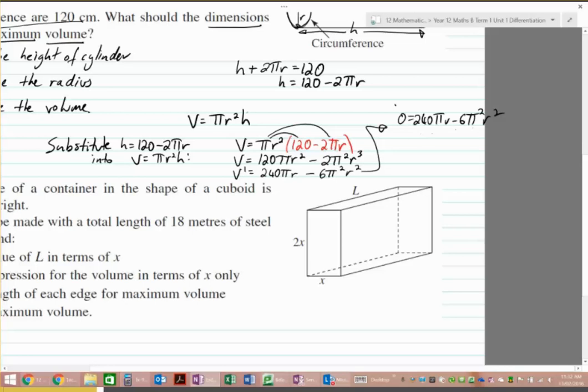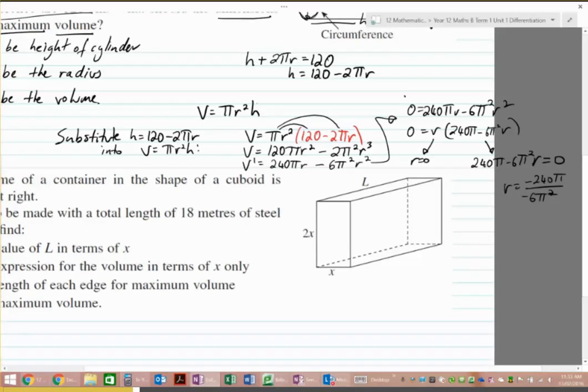You should be able to do the factorization yourself. You're saying, okay, there's a common factor of r, and then left over is 240 pi minus 6 pi squared r. So either r equals 0 or 240 pi minus 6 pi r squared, so 6 pi squared r equals 0. And you should be able to solve this in a reasonably straightforward fashion. Yeah, that shouldn't be too big of a deal. Don't get afraid just because there's some pi's around the place.